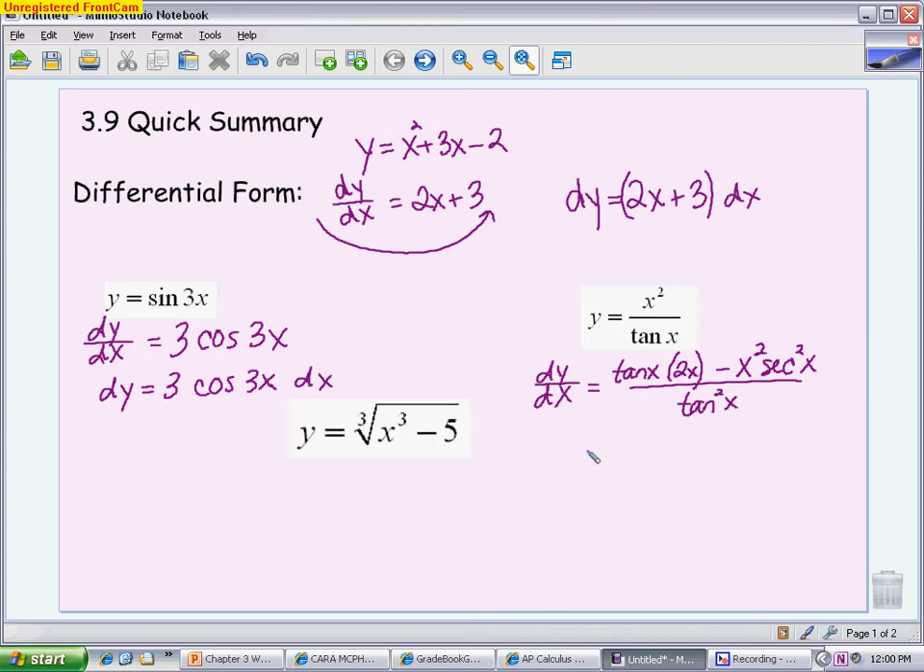As I put it in differential form, the only real change you're going to see with what I've done so far is I really want to bring that 2x in front because I do not want anybody to confuse it as part of the angle. So I have 2x tangent x minus x squared secant squared x all over tangent squared x.